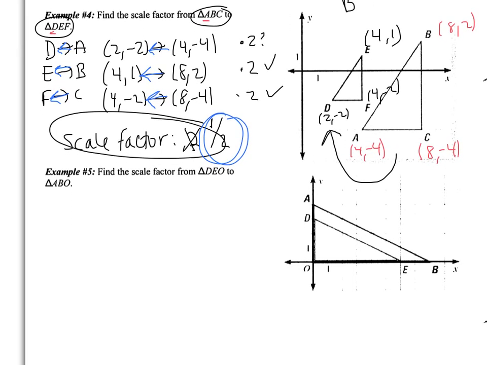Okay, example 5 I'm going to leave you to do. It says find the scale factor from DEO to ABO. So you need to look at how D changes as it goes to A, how E changes as it goes to B, and how O changes as it goes to O again. If DEO goes to ABO, that's an enlargement, so you should find a scale factor that is greater than 1.